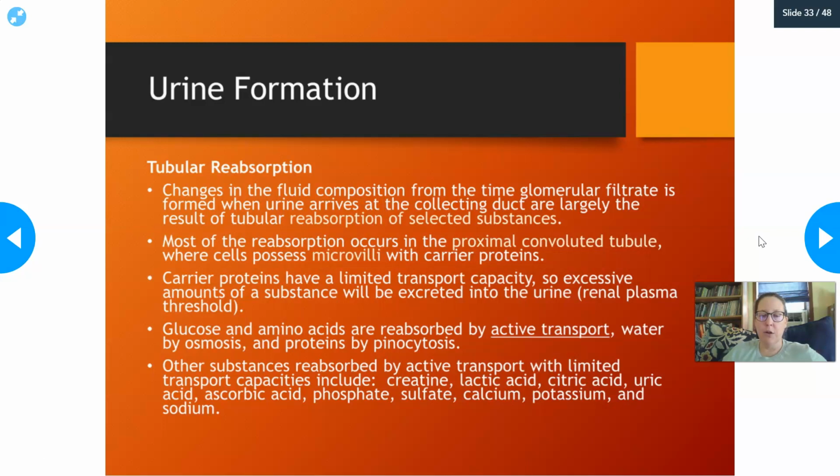Other substances that are reabsorbed by active transport with limited transport capacities are creatine, lactic acid, citric acid, uric acid, ascorbic acid, which is vitamin C, by the way, phosphate, sulfate, calcium, potassium, and sodium. So again, if you reach the transport capacity, then everything else ends up in the urine.